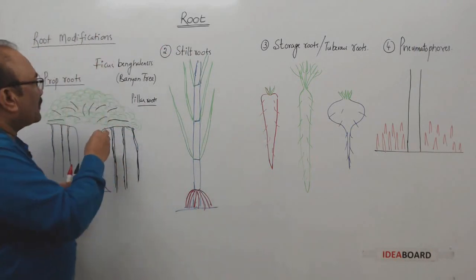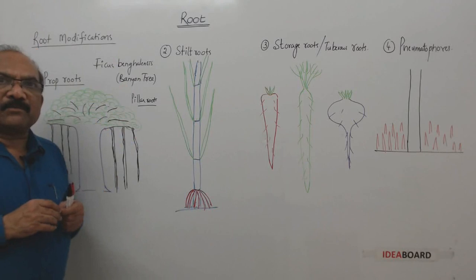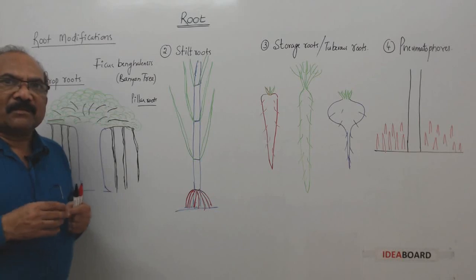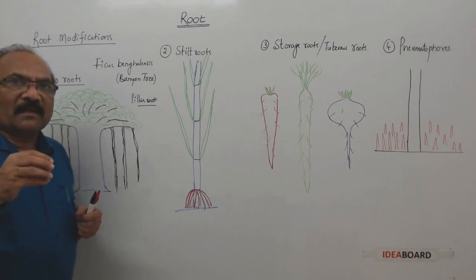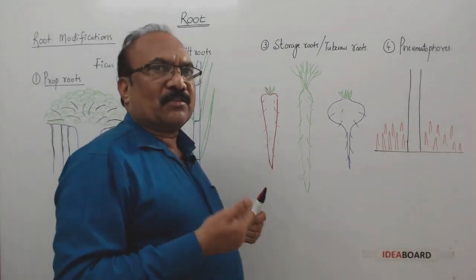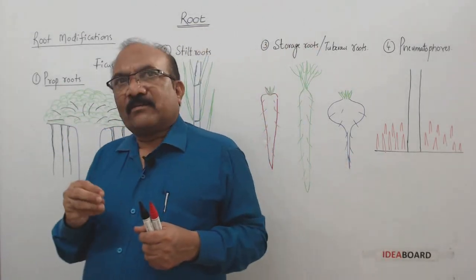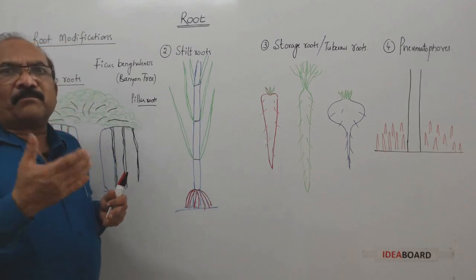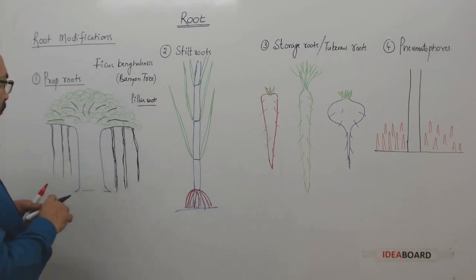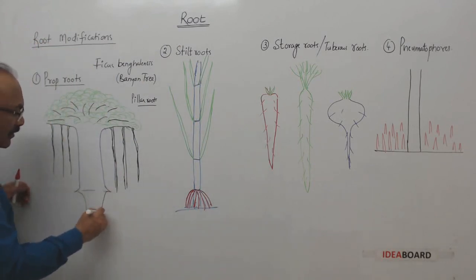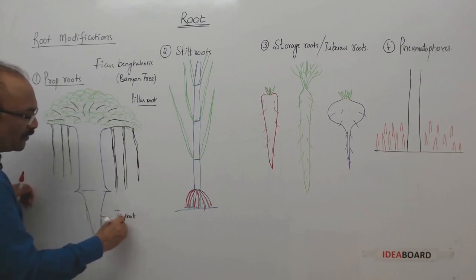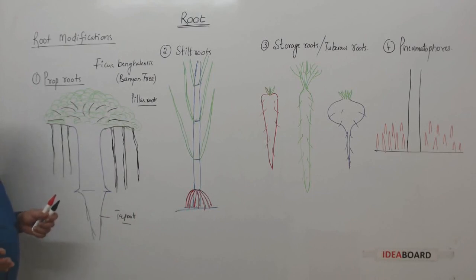So that is what a modification is. But remember, are these prop roots tap roots or adventitious roots? Adventitious, because they do not originate from the radicle; they originate from the lower surface of the branch. And one more point: in the banyan tree, the main root by which the tree is established is the taproot. So the banyan tree has tap roots as well as prop roots.